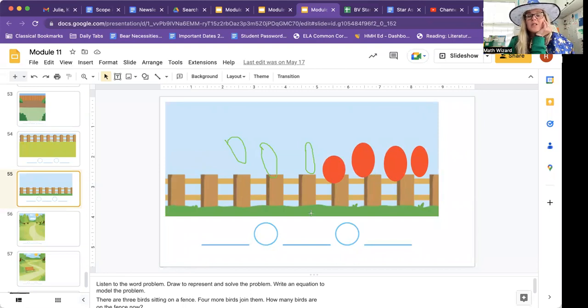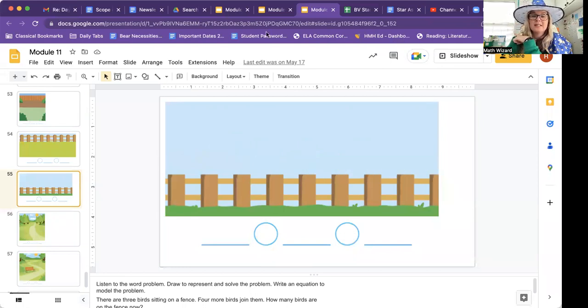All right. So now I want you to write the equation. Right here in these circles, this is where your plus or your minus sign goes, depending on if you're doing plus or minus. And this is where your equal sign goes. So your equal sign will be here. And right here, you have to decide if you're adding or if you're subtracting. All right. So are you adding or subtracting? There were 3 birds sitting on a fence and 4 more joined them. All right, you can pause this while you write the equation. Make sure the equation matches your picture.